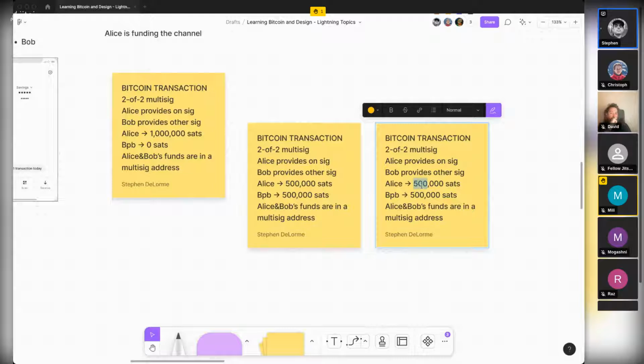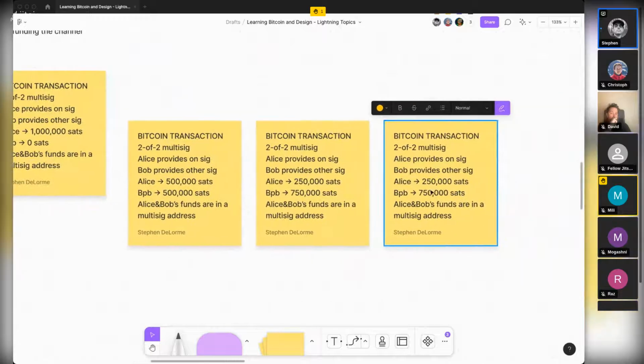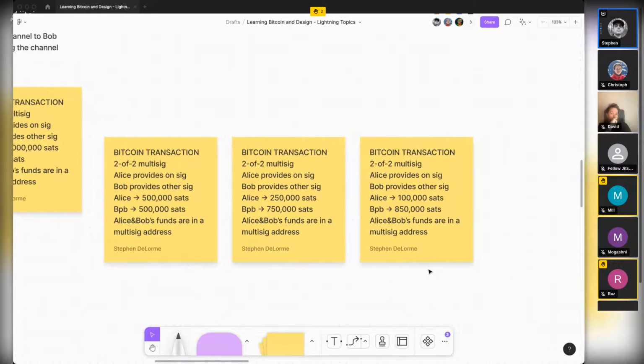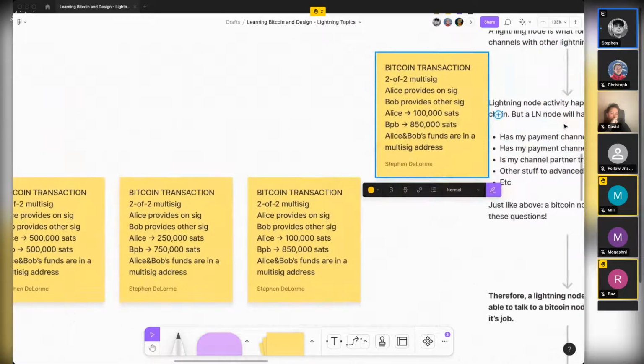She eventually sends him some more money. Every time they make a new Bitcoin transaction, they advance the channel state. Eventually, she sends him the majority of the money in the channel, let's say. I'm going to let this be the last one. And then at that point, if Bob decided to close the channel, he could do that by creating a new transaction. Then Bob would get 850,000 out of it, and Alice would get 100,000 out of it.